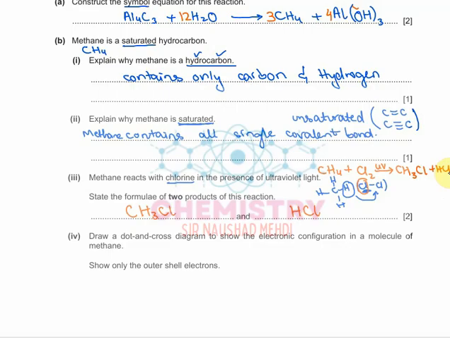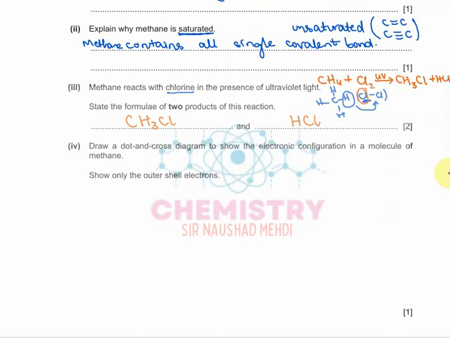Okay, now coming to the next question. In the next question they are saying draw the dot and cross diagram to show the electronic configuration of methane. So you just have to draw the dot and cross diagram. As we know, the formula of methane is CH4. So first of all you have to check the electronic arrangement and the atomic numbers from the periodic table. The atomic number of carbon is 6, so you will get 2, 4 electronic arrangement, and the atomic number of hydrogen is 1. So 1 is the electronic configuration of hydrogen.